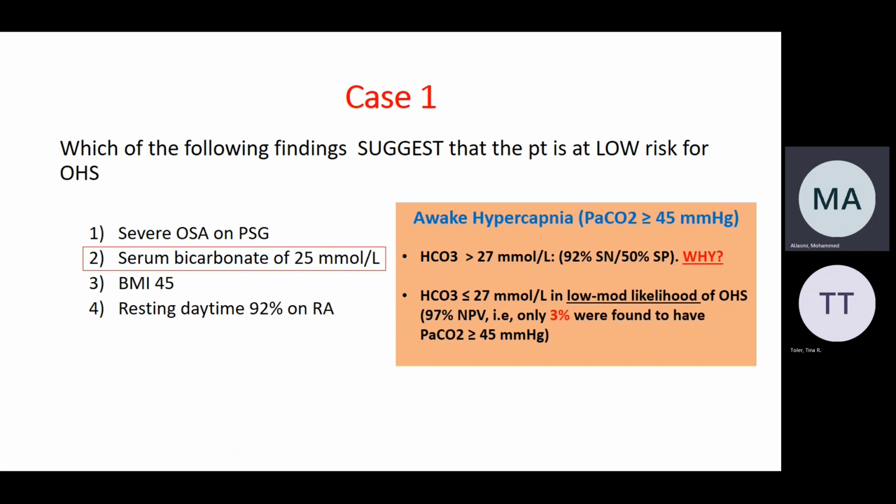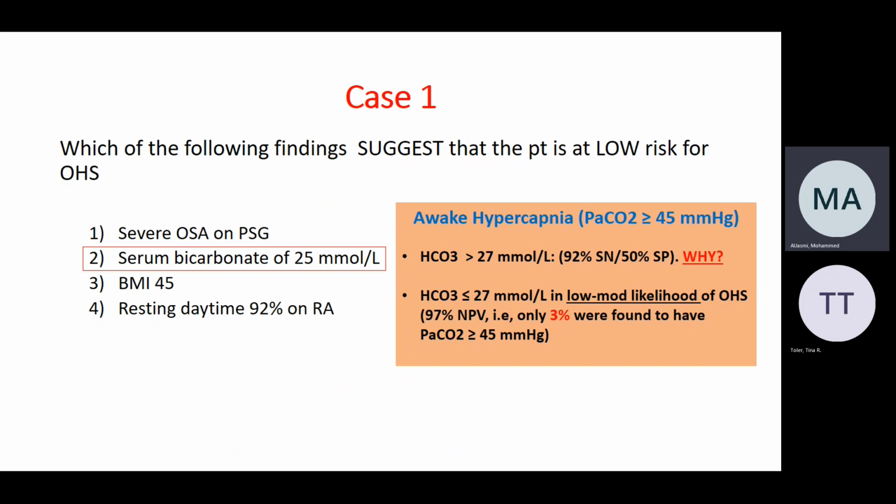It's a flip of a coin. If you have someone on diuretics, steroids, stuff like that, bicarb can be elevated for other causes not attributed to the respiratory failure. If it is less than 27, there's a caveat here. There is a negative predictive value of 97%, which is good.